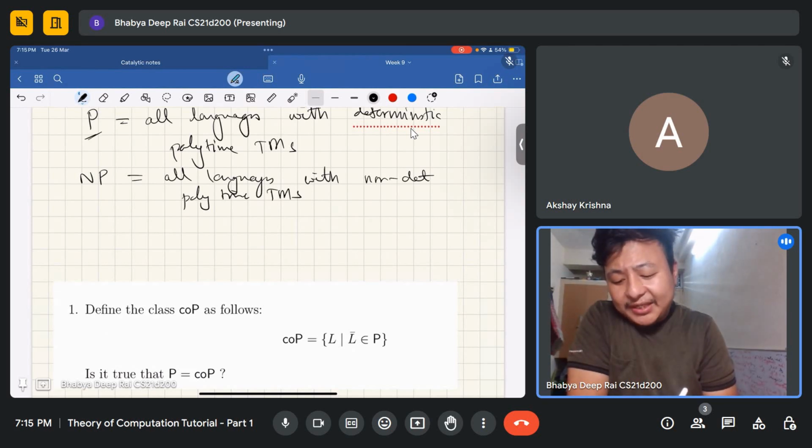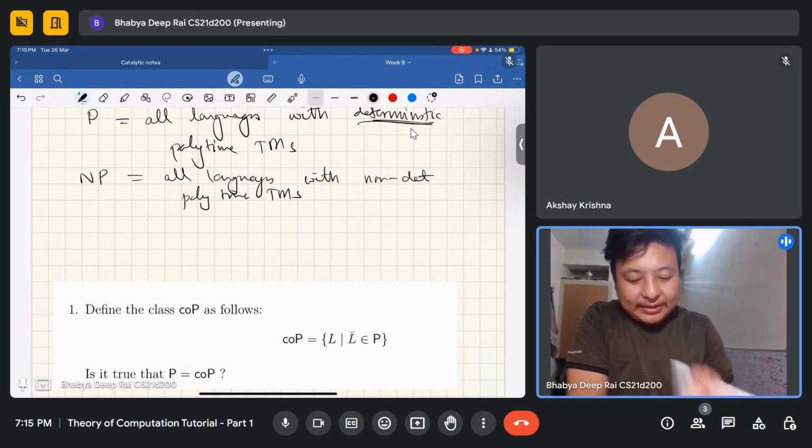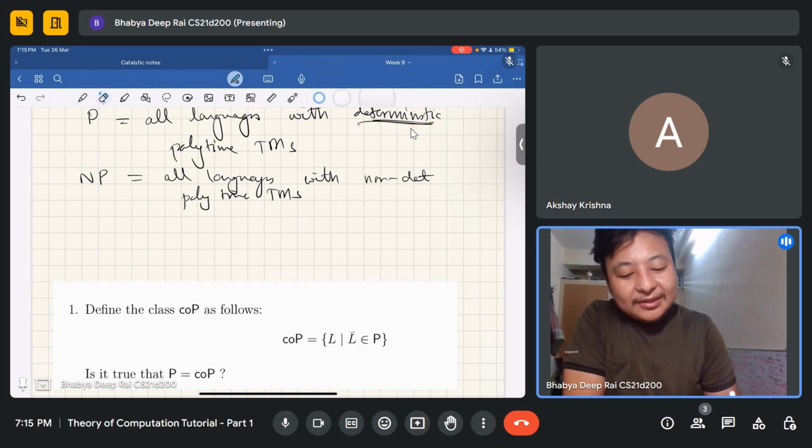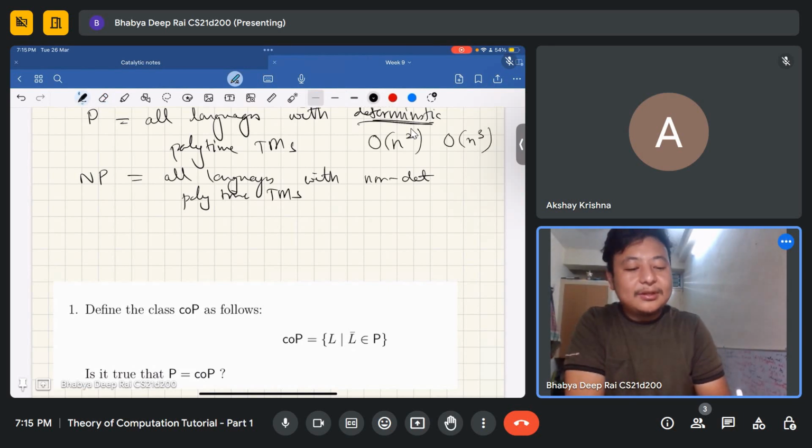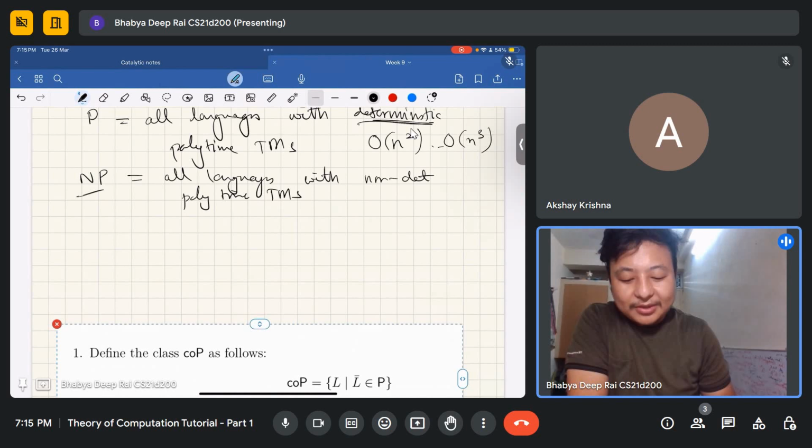And you have P and NP here. P is all deterministic polynomial time languages. What is polynomial time? Time taking something like order n squared, order n cubed, and so on. So these kinds of languages are P, and NP is all languages with non-deterministic polynomial time Turing machines.